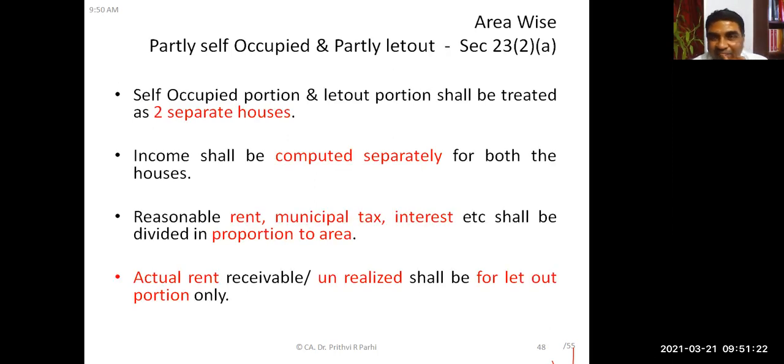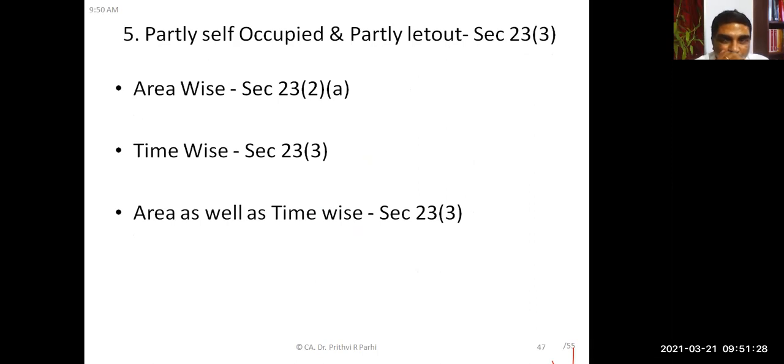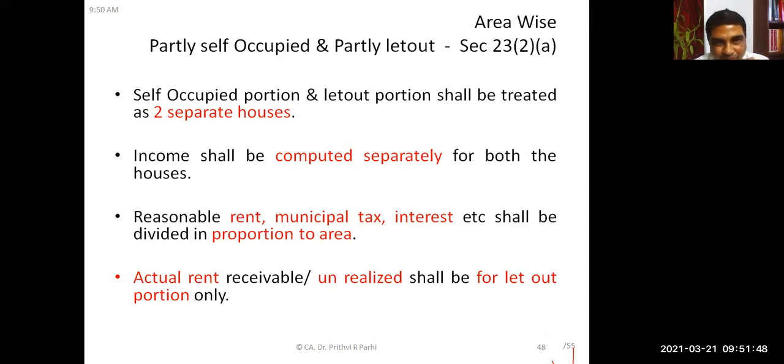Did you understand? So, what is the meaning of that, area wise as well as time wise? Area wise means, let us say, 50%, 50%, half the house, half the house. And that half also, let us say time wise, 6 months it is self-occupied, 6 months it is let out. So it is area wise as well as time wise. This is how we can divide.